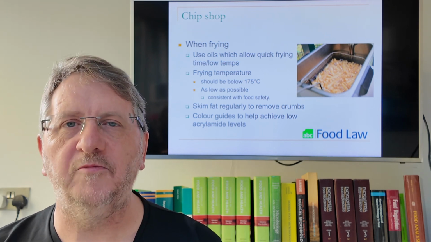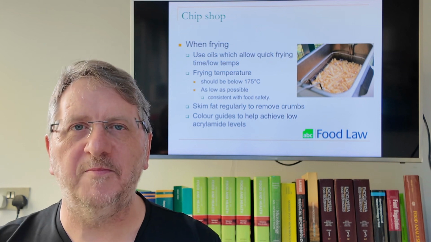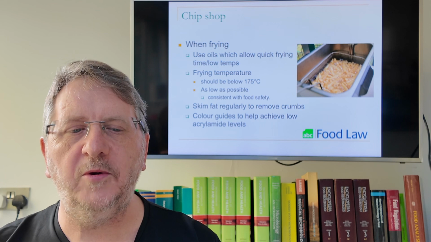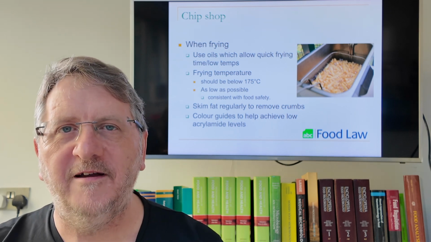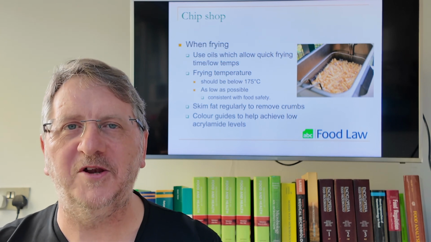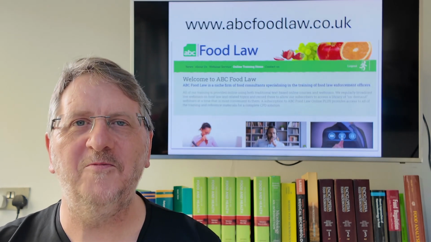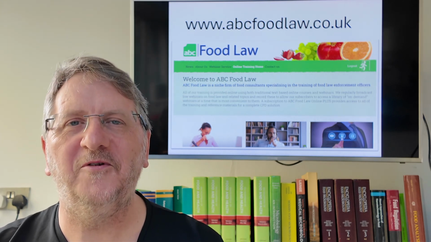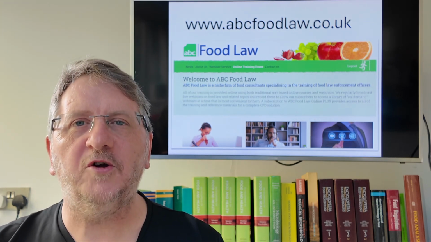Skim the fat regularly to remove crumbs, because the crumbs might be getting overcooked and might be increasing the acrylamide levels. And use colour guides. There are colour guides available where you can look at a chip and decide whether that is an overcooked chip or a properly cooked chip. Okay, that last one you probably wouldn't need if you've been doing it for a few years. Anyway, look, that's acrylamide in food.